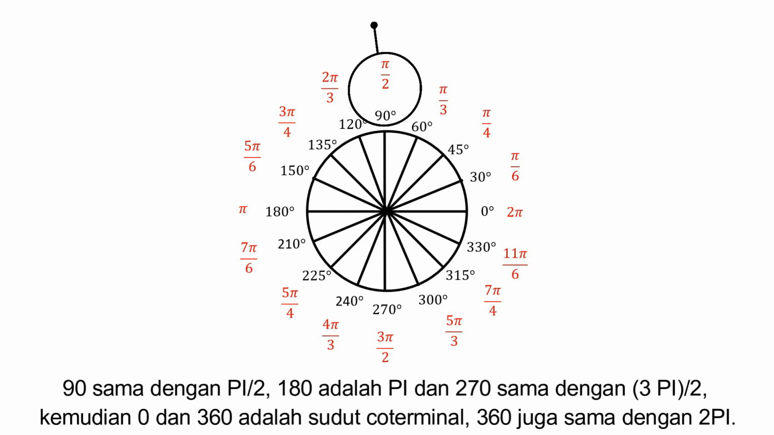90 is pi over 2. 180 is pi. And 270 is 3 pi over 2. 0 and 360 are coterminal angles. 360 is also equal to 2 pi.